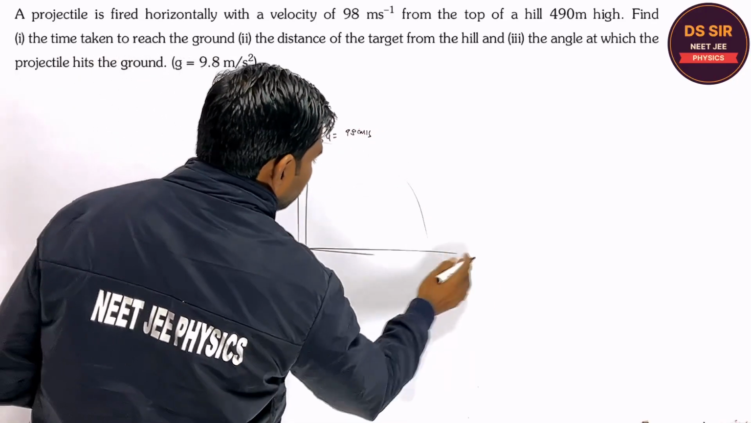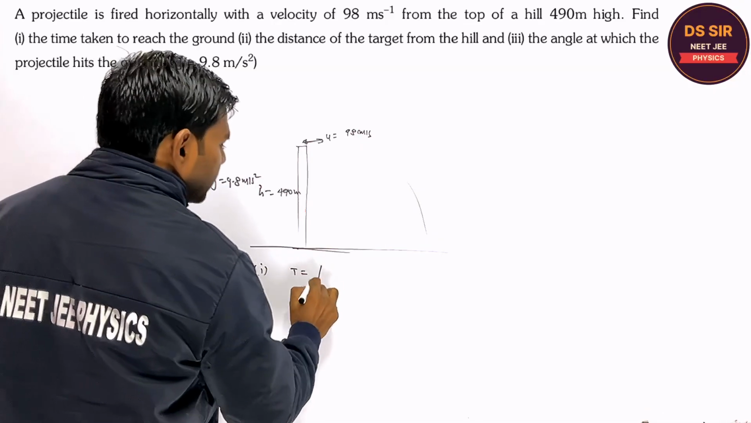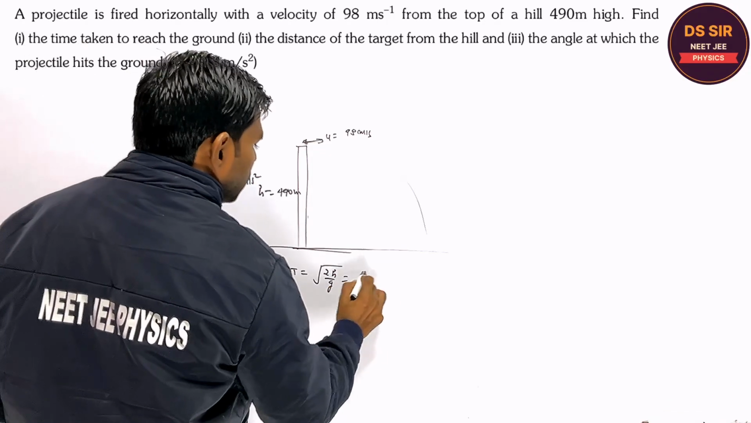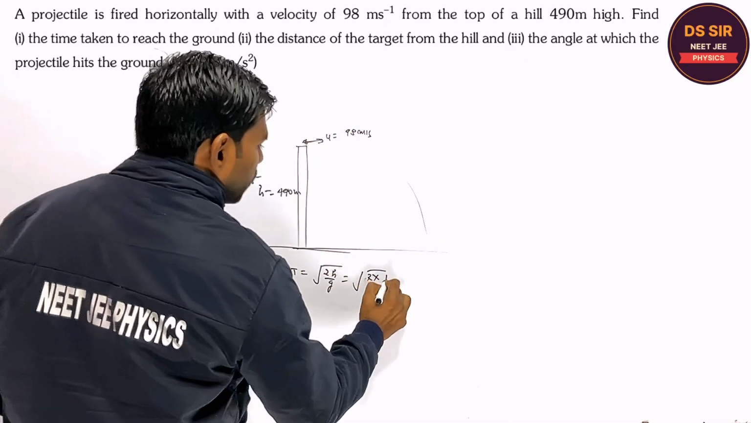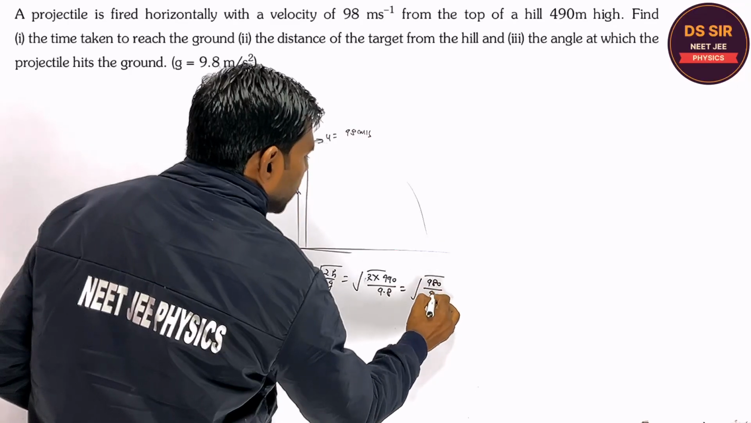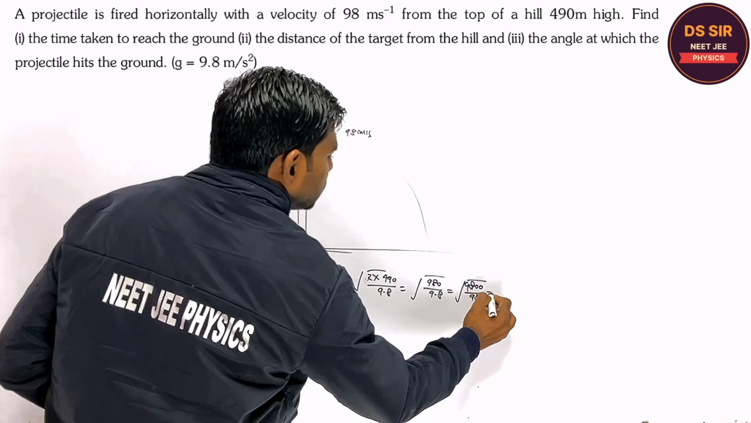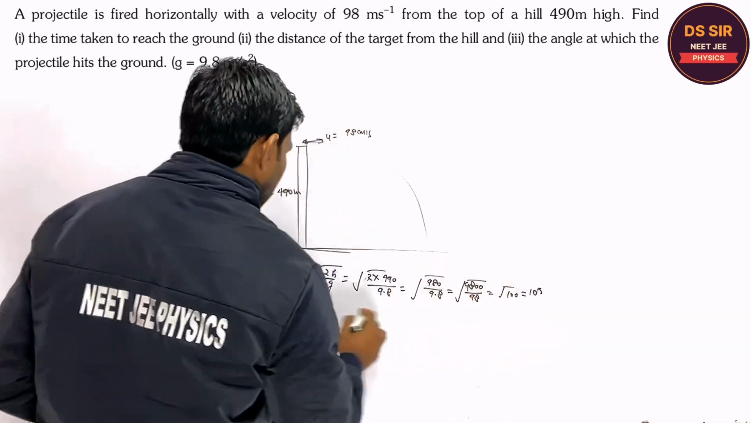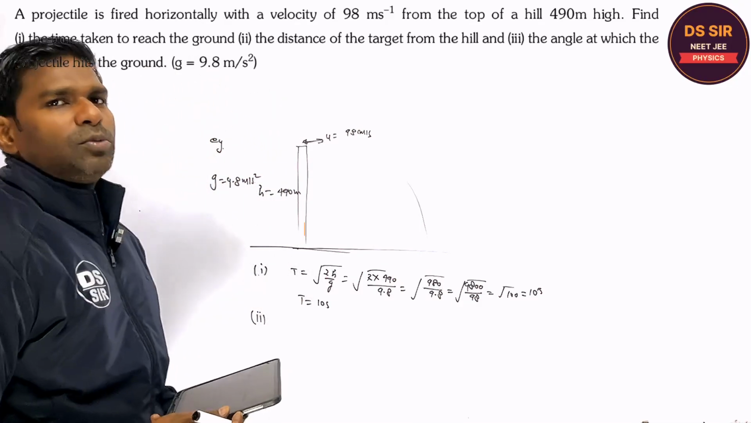When it hits the ground, first the time. Can you tell me what is the formula for the time of flight? Say root 2h upon g, right? So if it is root 2h upon g, what is the h? 490 upon 9.8, that is 2 into 490 upon 9.8, which is root 100, equal to 10 seconds. So what is the time of flight? Say 10 seconds. The formula I am using directly, right?